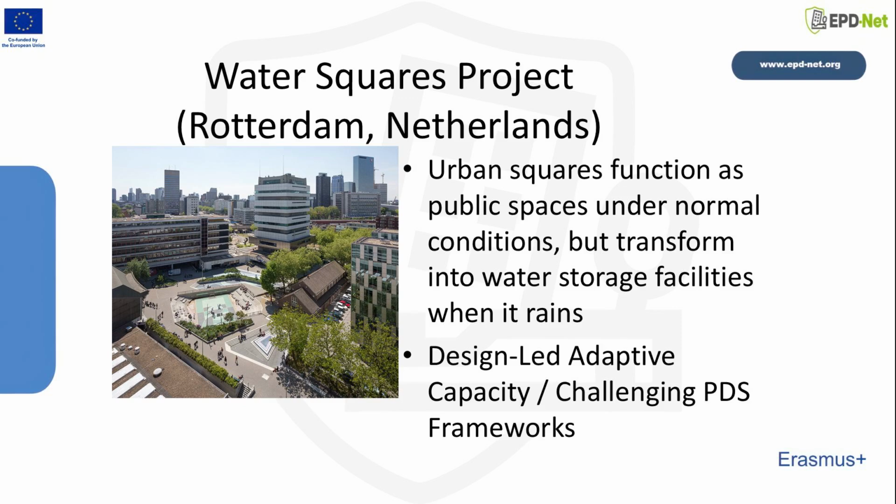The Water Squares project illustrates the temporary use of space. These urban squares function as public spaces under normal conditions but transform into water storage facilities when it rains. Similarly, the floodable Eames Delta project reserved landscape areas for future changes, flooding, and sea level rise, currently using the land for agriculture. This design approach falls under research focusing on enhancing adaptive capacity through design.